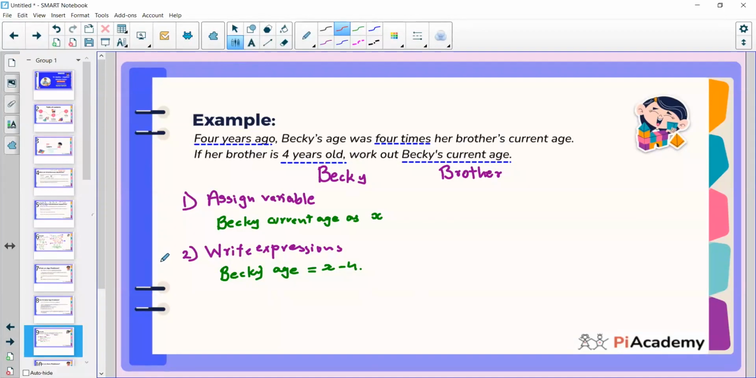Yes, Anish? 0 years old. 0, right? So her brother would be 0. So what does this make the equation? This just makes it pretty simple, right? So what is X minus 4 now?